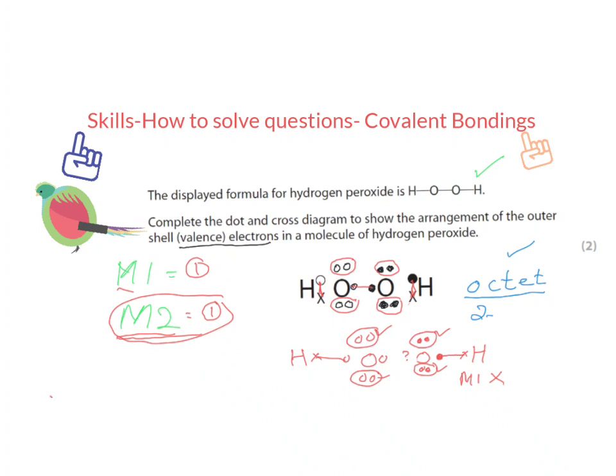Now, this is a level 1 question. Level 1 question means that the displayed formula of hydrogen peroxide is already given. So what I need to do is just complete the number of electrons with each atom, keeping in mind that oxygen has 8 electrons in the outermost shell and hydrogen has 2 electrons. The molecular formula is given, so I'll get these 2 marks. Again, the first mark is for the bonded pairs and the second mark, which depends on the first mark, is for the non-bonded or lone pairs of electrons, right?